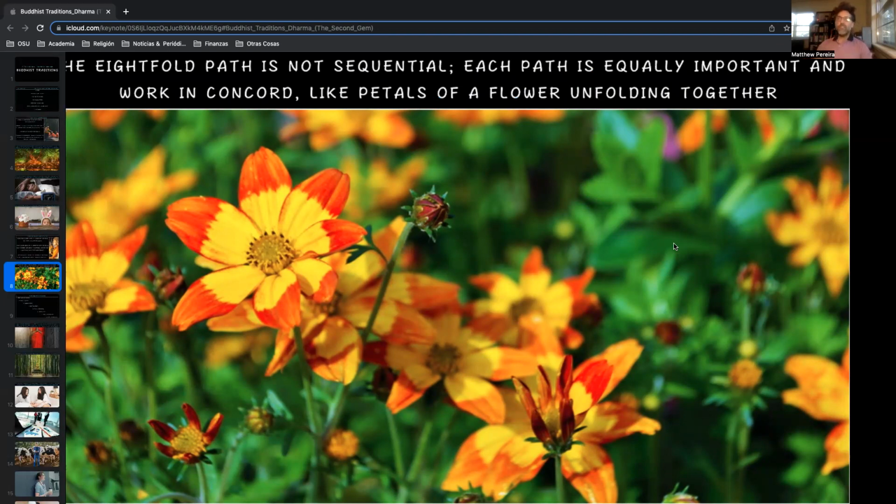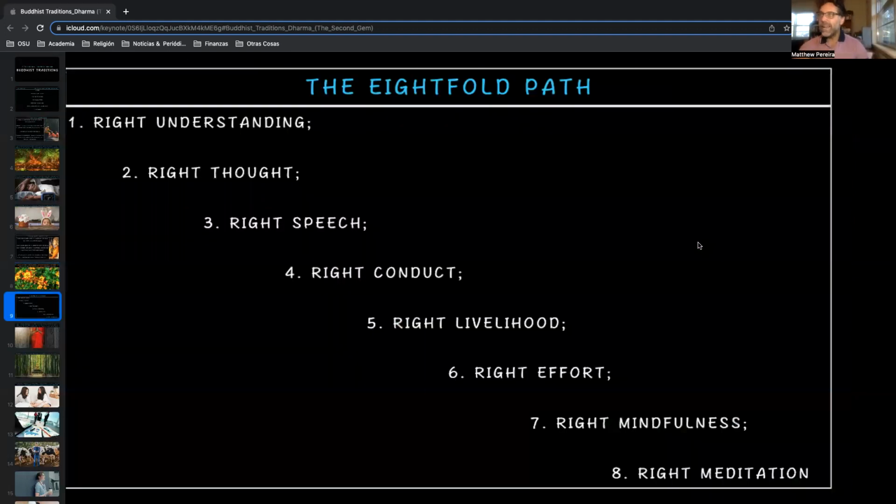Now, the Eightfold Path is not sequential. Rather, it should be understood like petals on a flower, and how each petal goes to the center, but there's not a sequence to it. There's not a hierarchy. And so this Eightfold Path should be taken as a collective rather than thinking of it in terms of a hierarchy. And so the Eightfold Path, let's get into it now.